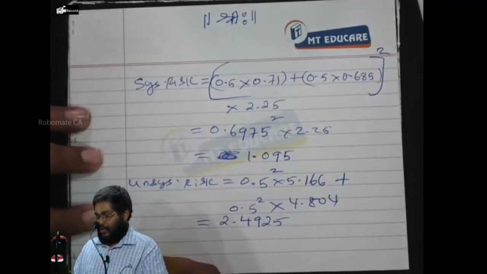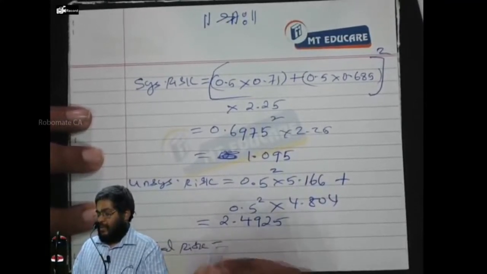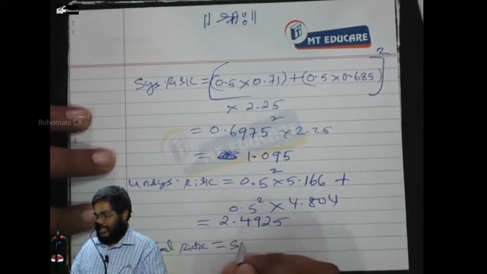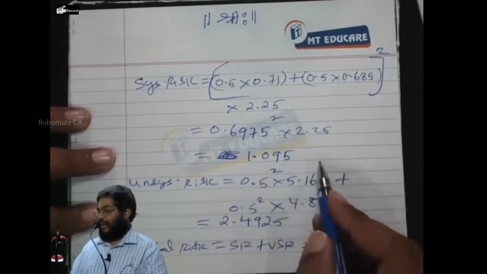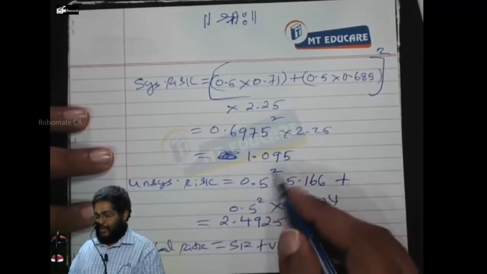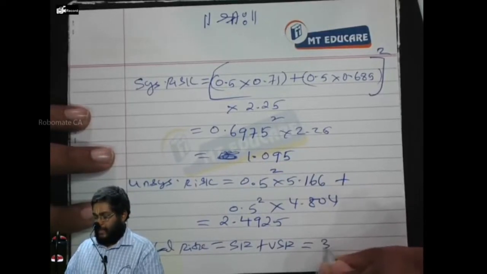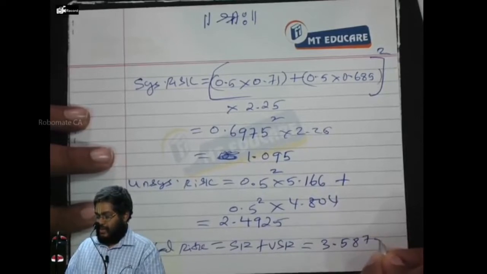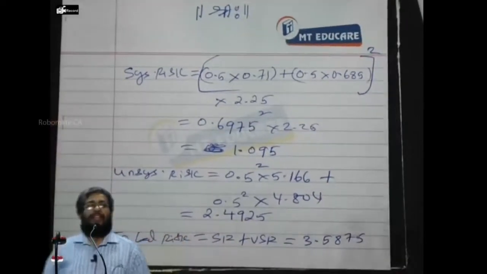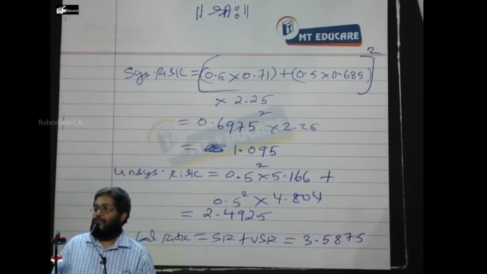Now, write down total risk. Total risk is equal to systematic risk plus what? Unsystematic risk. Add and tell me: 1.095 plus 2.4925. What is the total risk here? 3.5875. This is the variance of the portfolio. 3.5875 is the portfolio variance.